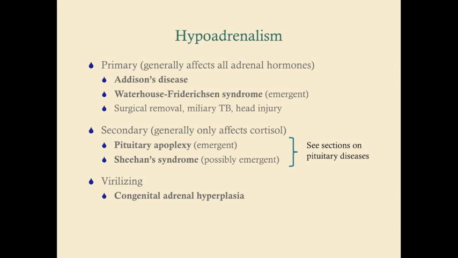Then there's virilizing hypoadrenalism, which we'll talk about in a different section, and that includes congenital adrenal hyperplasia. This is due to an enzyme deficiency, and it's congenital, as mentioned. That enzyme deficiency blocks the production of aldosterone, and the result is that the steroids are shunted into forming adrenal hormones, and so you get an increase in androgens, and that causes virilization. We'll talk about this in a different section.